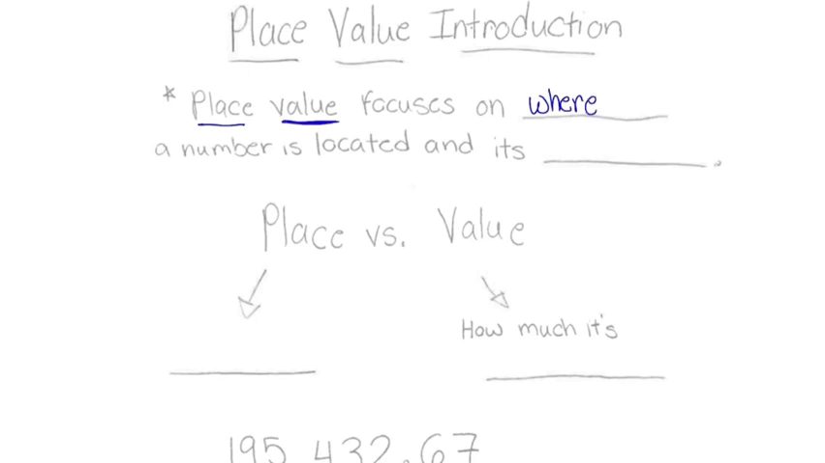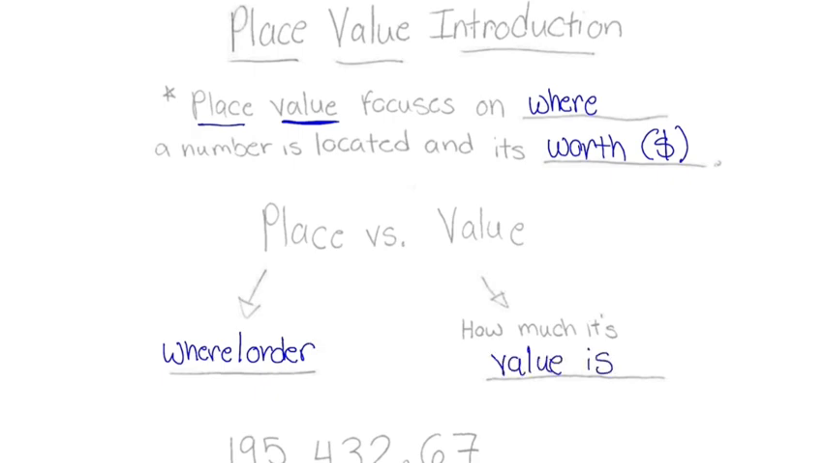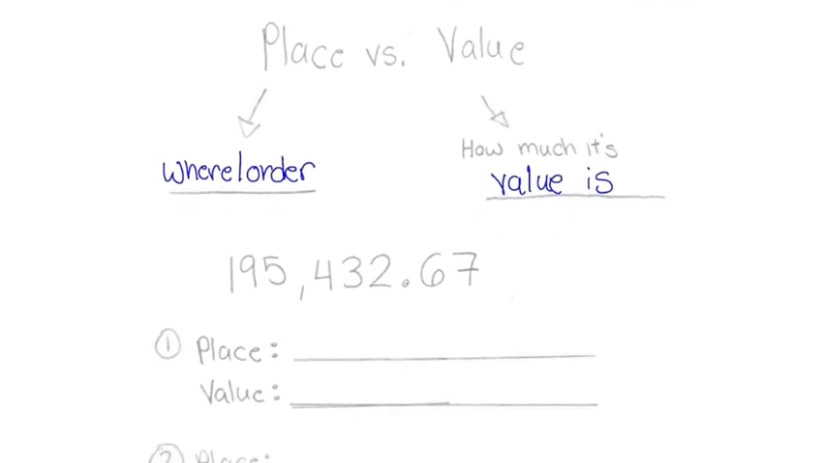Now the place is where a number takes place and the value is what a number is worth. So the place is going to describe where in the number it's at, or the order of it. The value is going to say, well, how much is it worth? I like to think about this kind of like money. So let's say we had this number.